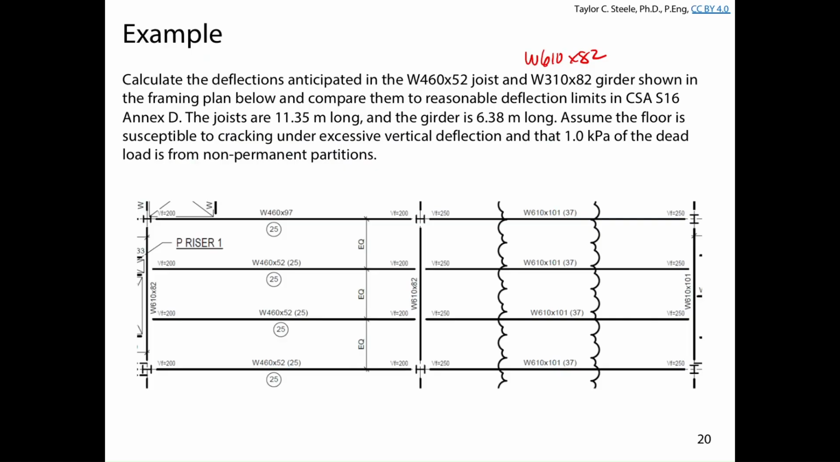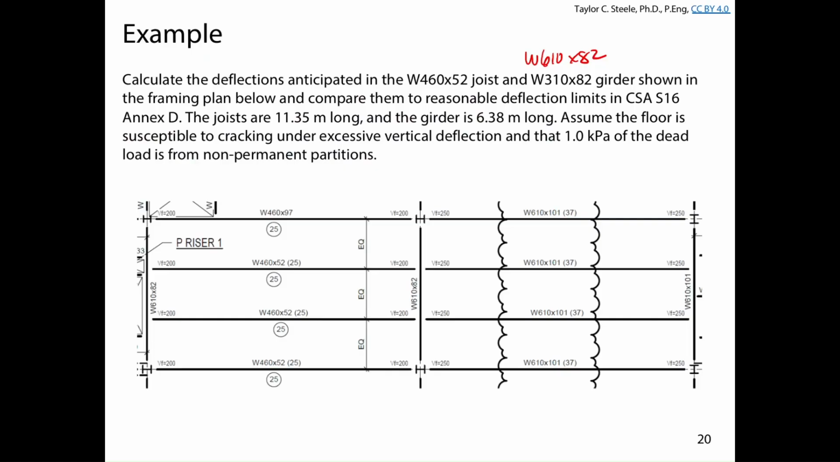And so here is the joist. The joist is quite long relative to the girder. When we're looking at the joist, we're basically just going to be looking at uniform loads. When we're looking at the girder, we're just going to be looking at a series of point loads. Here we're going to assume that the floor is susceptible to cracking and that we have 1 kPa of dead load from non-permanent partitions. So we get to look at the contribution of non-permanent dead loads to deflections, and how the limits might be particularly strict for systems that are susceptible to cracking once installed.